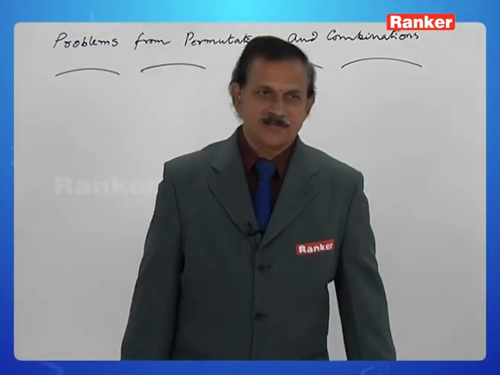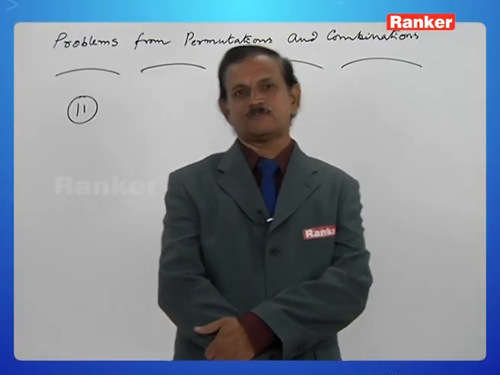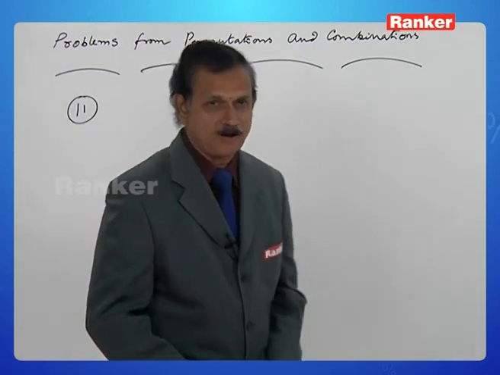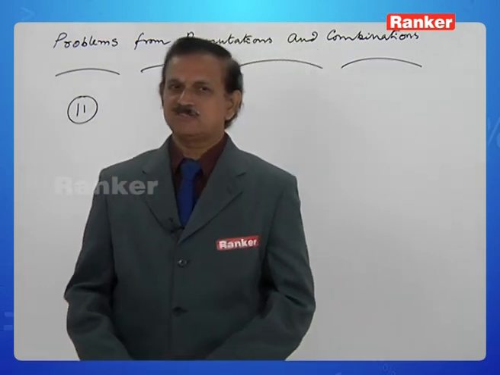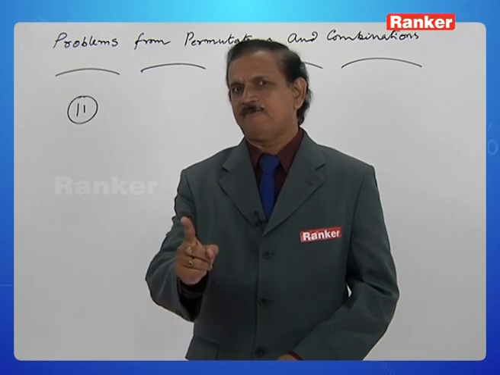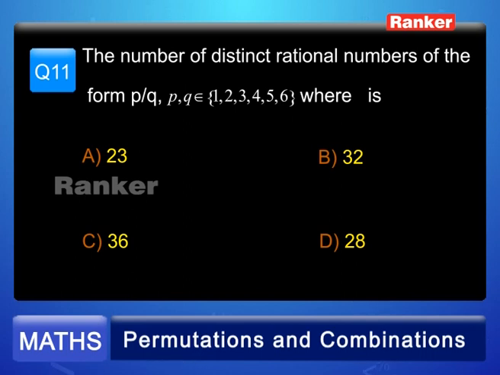The next question before us is question number 11. In this question, the number of distinct rational numbers of the form P by Q, where P and Q are natural numbers from 1 to 6, that is P, Q belong to the set containing 1, 2, 3, 4, 5, 6. So we are supposed to form rational numbers of the form P by Q. Of course, every natural number will be in that form only. He is restricting us about P and Q. They must be taken from 1 to 6 only. That is the condition. How many such rational numbers are there?